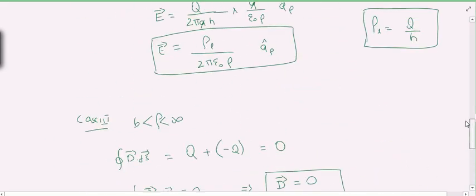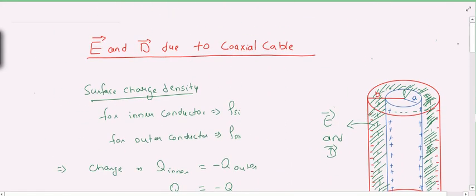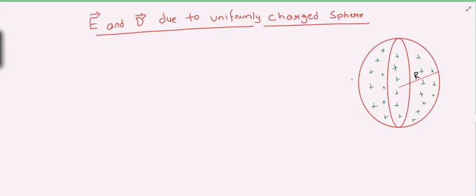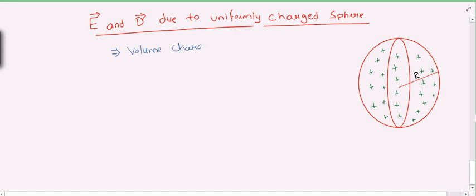So this is about the E and D due to coaxial cable. Understand? Now we will see the next topic, that is E and D due to a uniformly charged sphere. Now this sphere is uniformly charged. So what it means is that charge is not only present on its surface but also inside this sphere. So here this charge has some volume charge density, suppose its volume charge density is rho v.